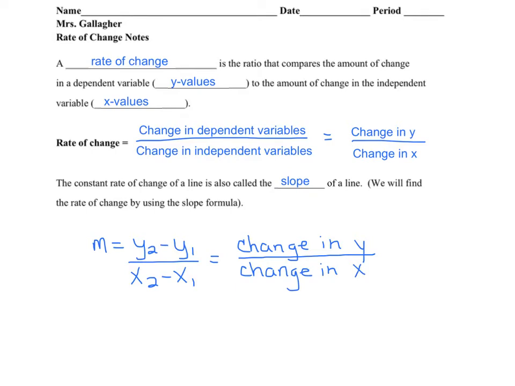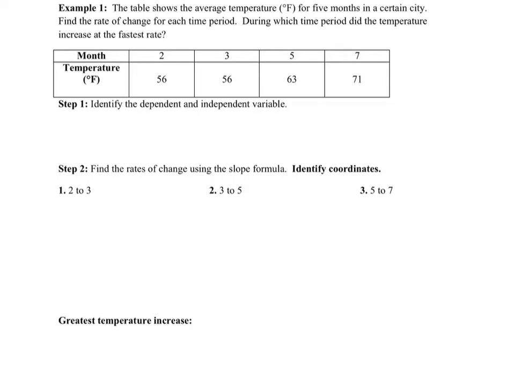Let's do an example together. Example 1 states: the table shows the average temperature in Fahrenheit for 5 months in a certain city. Find the rate of change for each time period. During which time period did the temperature increase at the fastest rate? There are 2 steps to this problem. Step 1, identify the dependent and independent variables.